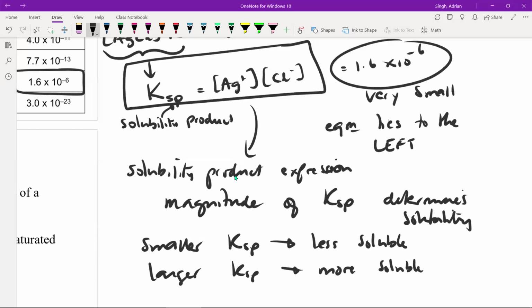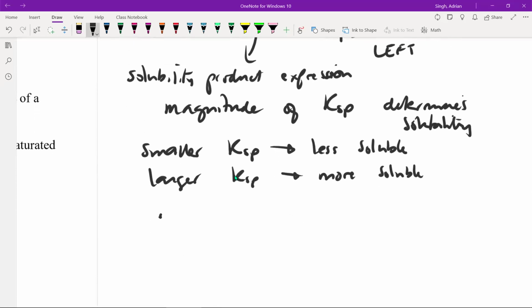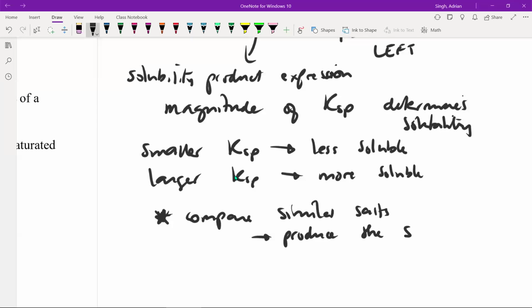What we need to make sure though is that we want to compare similar salts. Meaning if you're going to compare Ksp values, the salts that you choose to compare need to be similar, meaning they must produce the same stoichiometric amount of ions. We'll take a look at some of these here in a second.